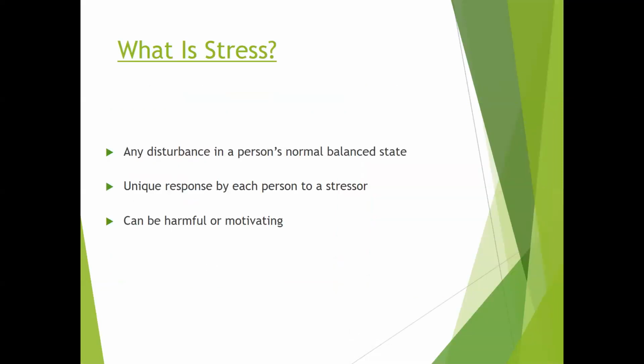What is stress? All right, so we're moving on to stress now. So stress is any disturbance in a person's normal balanced state. So everyone's got a unique response by which each person responds to a stressor. A stressor is a stimulus that a person perceives as a challenge or physical or emotional threat. So they perceive it as a threat. Doesn't mean that it's a threat, but they perceive it as a threat. It can be harmful or it can be motivating. Stress can keep you alert and motivated to run away from a bear, but too much stress can cause you to be anxious and you can't focus clearly, or you can't focus on a certain task at hand. If you're stressed all the time, you might run into a tree or trip instead of running away from that bear and fall and get caught by the bear. So we don't want to be stressed all the time.